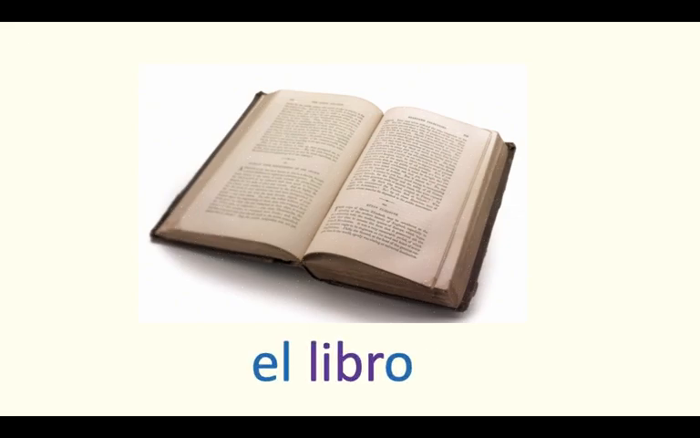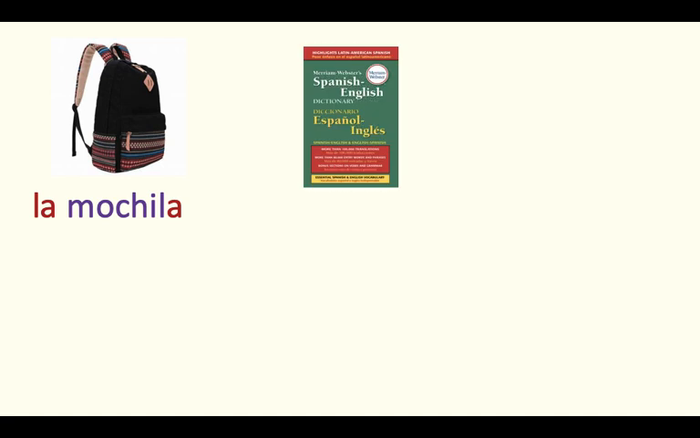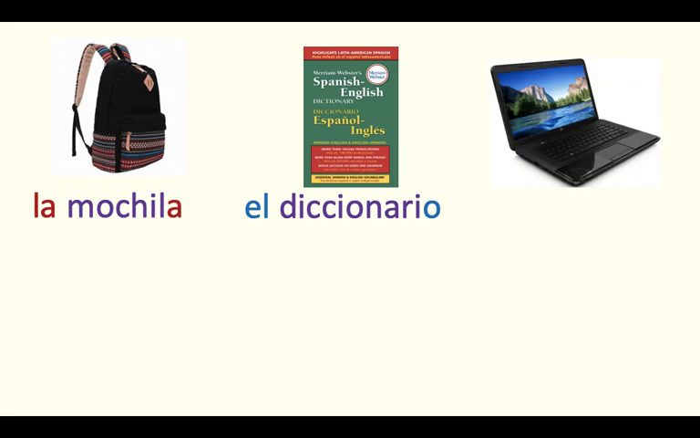Repita. El libro. El libro. And you can think that you find books in a library. That can help you remember this is book. El libro. So, ¿cómo se dice backpack? Starts with an M. Repita, la mochila. Dictionary. Repita, el diccionario. And important, say the el or la before these. You're memorizing whether it's masculine or feminine by memorizing whether la or el go with each noun. ¿Cómo se dice computer?